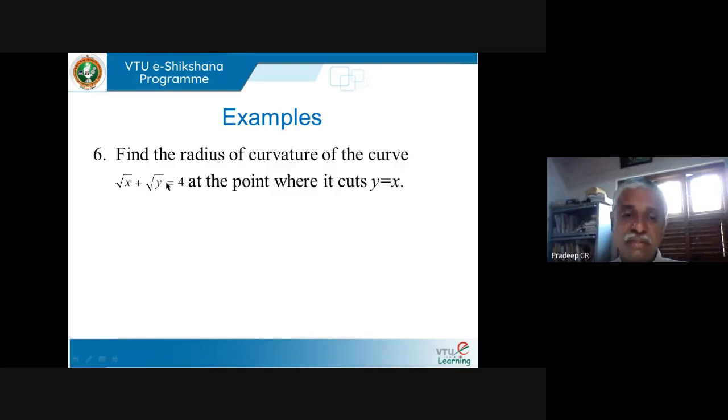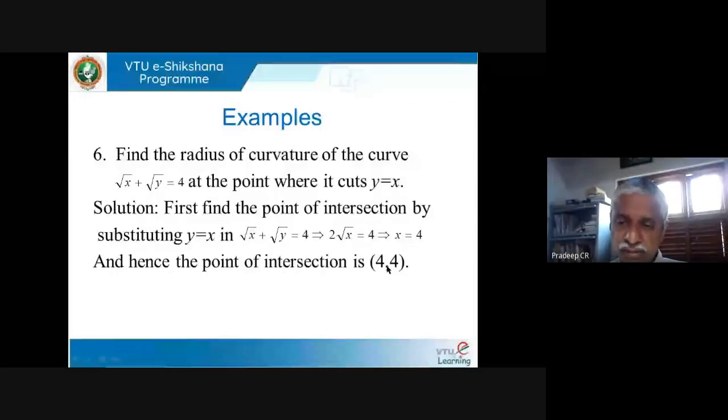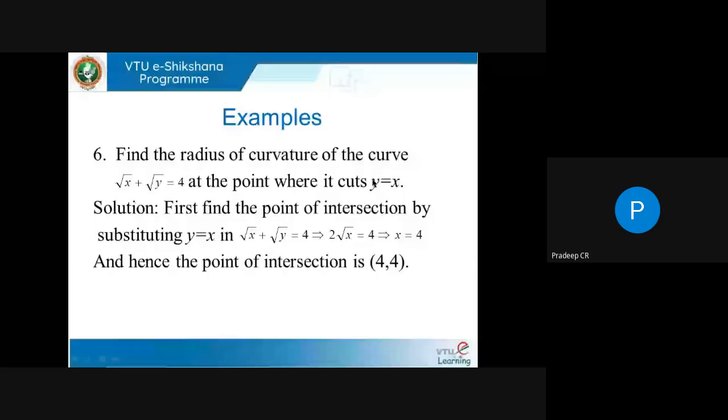That's how I find the common point. If I substitute y equal to x, I'll get root x plus root x equal to 4, which means 2 root x is 4, which means x equal to 4. If x equal to 4, then y is also equal to 4 because y equal to x. So the point of intersection is 4 comma 4. Just check whether it is true. 4 equal to 4, yes, 4 comma 4 is on this line, and this also: root 4 plus root 4 is 4. So it's on this curve also. So 4 comma 4 is indeed a point of intersection. So I want to find the radius of curvature of this curve at 4 comma 4.